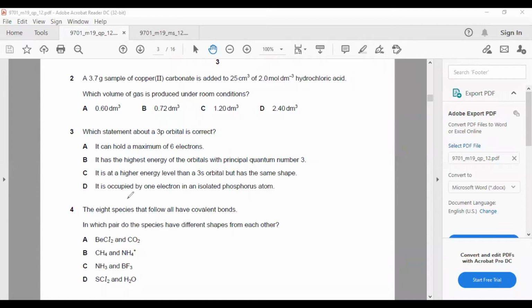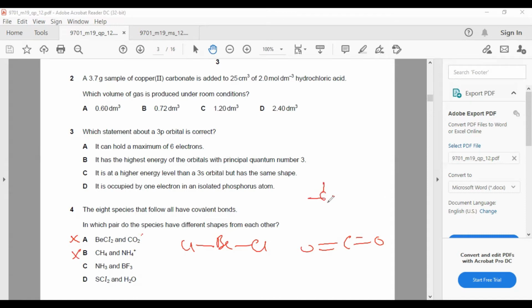Okay. Number 4, the 8 species that followed all have covalent bonds. Which shape is different? For shape, we have to revise the shape of molecules. BeCl2 and carbon dioxide are both linear. Both have the same shape, linear. So this option is also wrong.